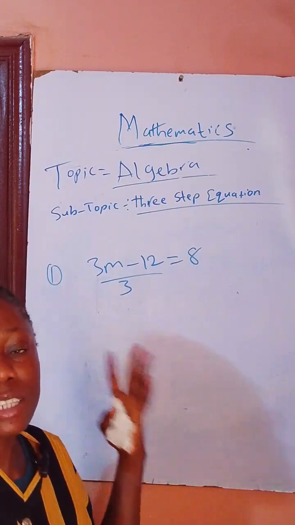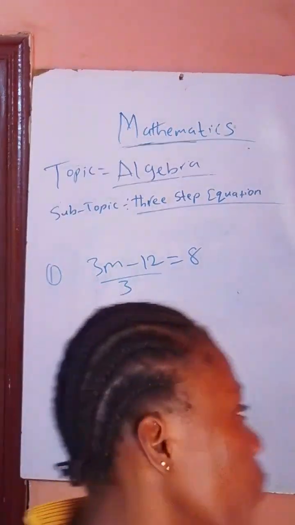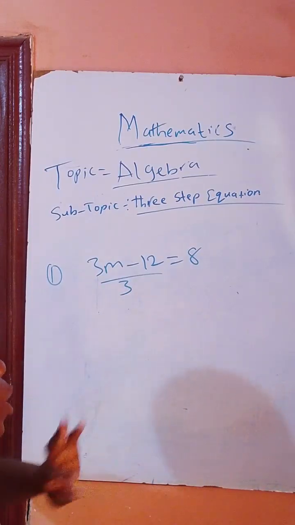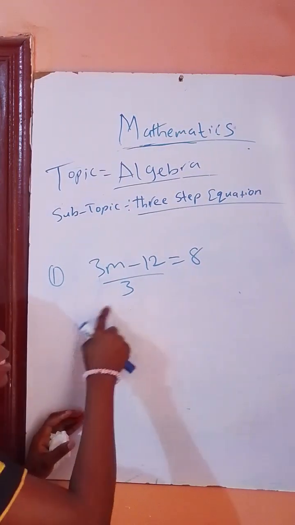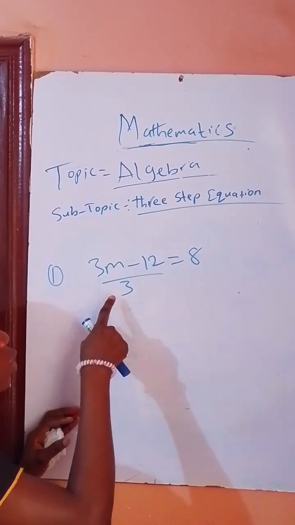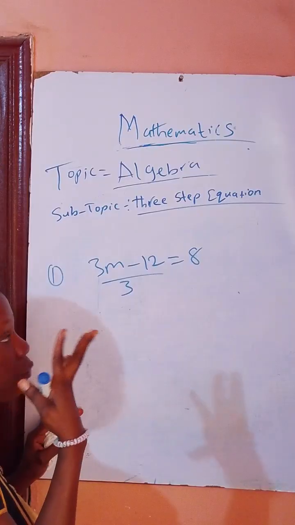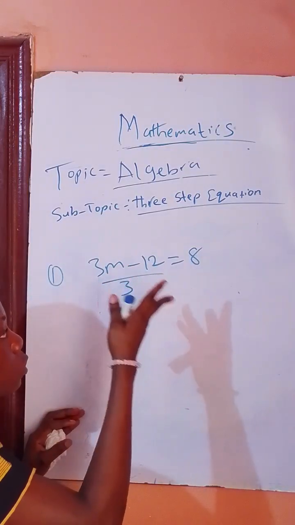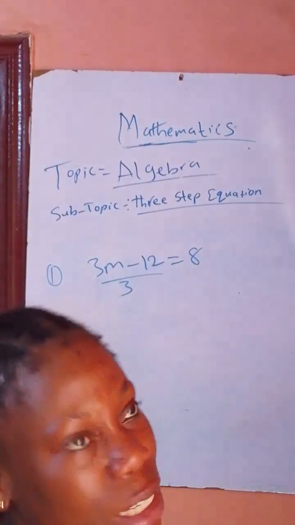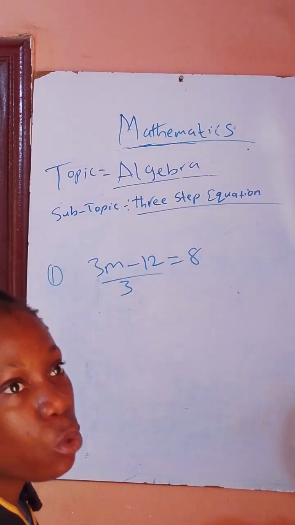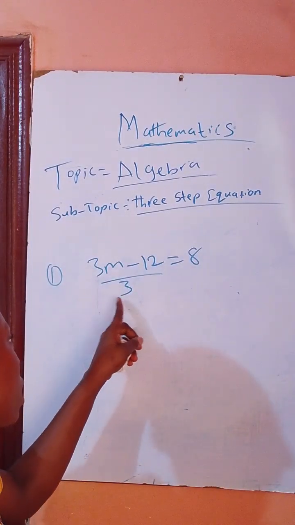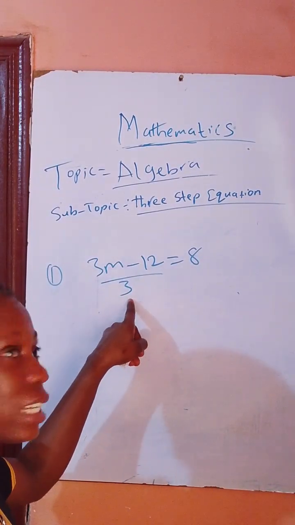This is a three-step equation. When you have something like this, we want to eliminate this denominator, so that we'll be left with 3m minus 12 equals 8. And how are we going to do that? What we are going to do is to multiply both sides by 3 so that we can eliminate this 3.